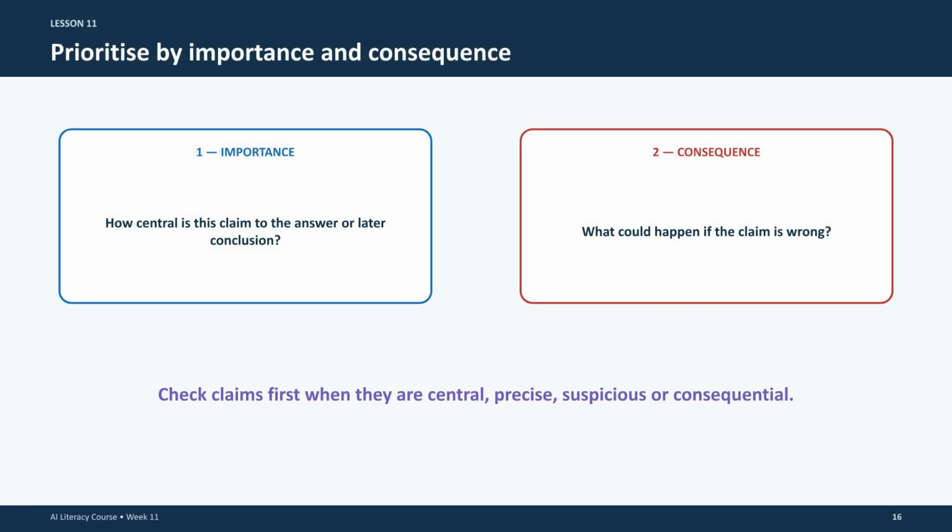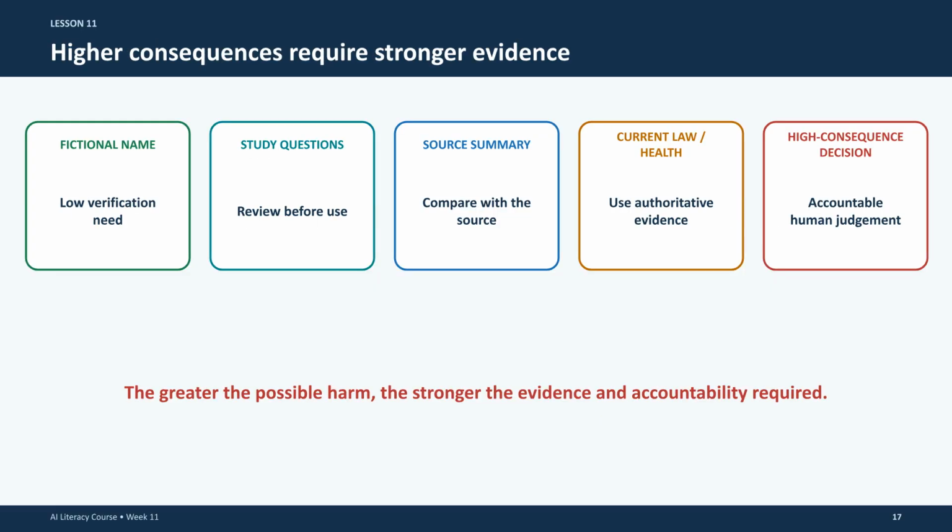When reviewing an AI response, prioritize your time by focusing on importance and consequence. Ask yourself, how central is the claim to the overall answer? And what are the potential consequences if this specific claim turns out to be wrong? Verification effort should always match the risk level. A fictional task has a low verification need. However, high-stakes situations, such as legal or health-related decisions, require strong, authoritative evidence and careful human judgment.